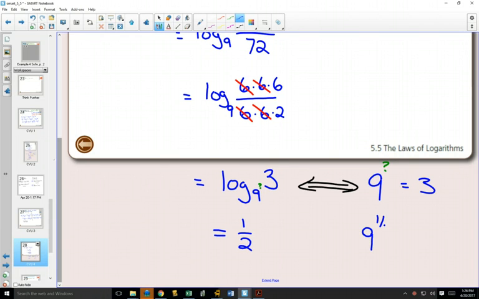How do we know that 9 to the half? Because it's the same as the square root of 9. Those kind of things are going to come up a lot. Those fractional exponents where you have to change it to a radical. 9 to the 1/2 is the same as square root of 9, and the square root of 9 is positive 3. So log 9 of 3 is equal to 1/2.